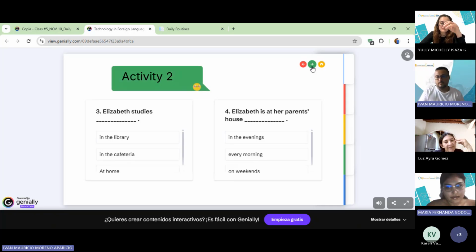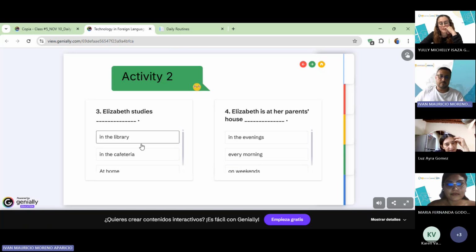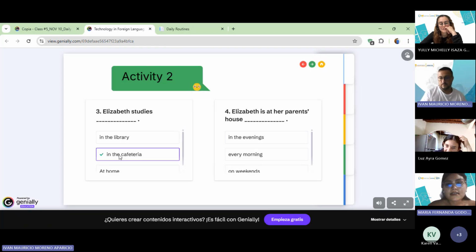Elizabeth studies in the library, in the cafeteria, or at home. What do you think? In the cafeteria. The cafeteria. Okay, very good. And Elizabeth is at her parents' house in the evenings, every morning, or on weekends.